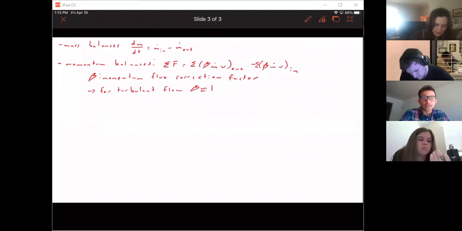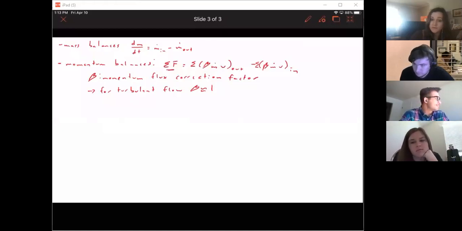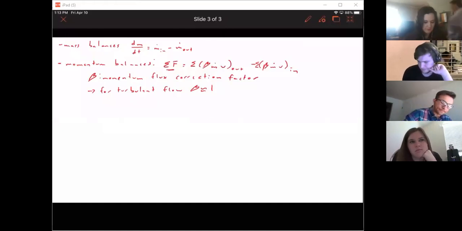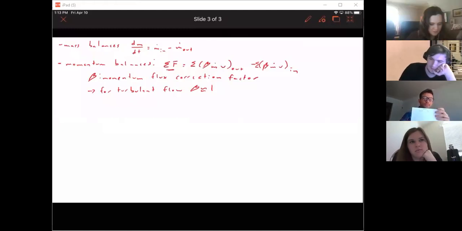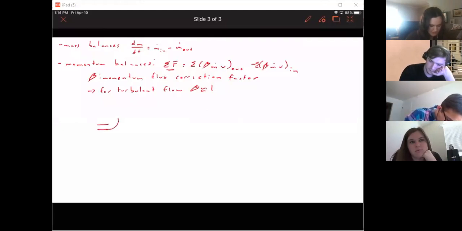So you have that on that side, and on this side you have the sum of all of the forces that are happening. Let's go through a simple example of this. Let's say you just have a pipe that goes like this. It just goes in and out, and flow goes in here and out here like that.